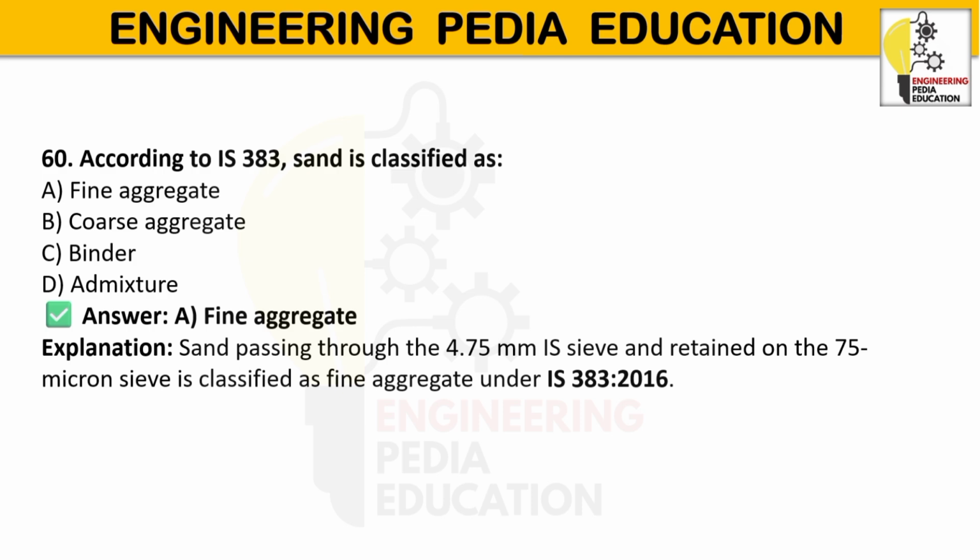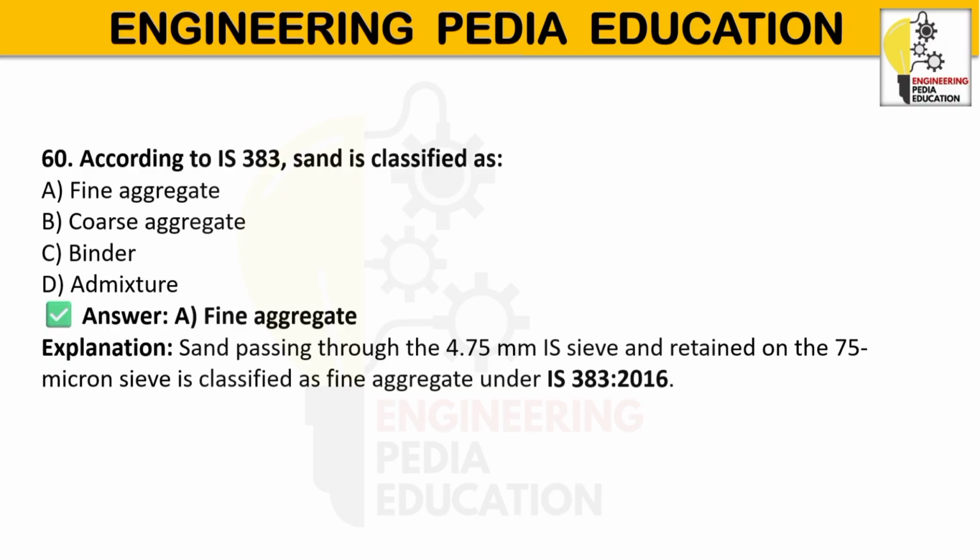So let's discuss the important IS codes for sand. First one is IS 383, in which grading is given. Then IS 2386 part 1, sieve analysis is given. 2386 part 2, organic impurities test is given. 2386 part 3, specific gravity, water absorption, bulk density, and bulking of sand test is given.